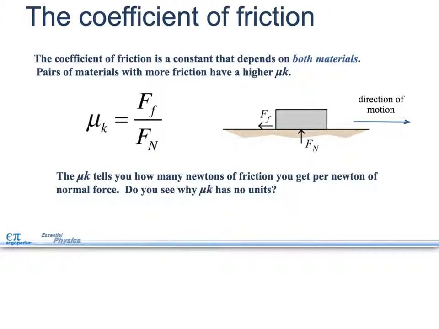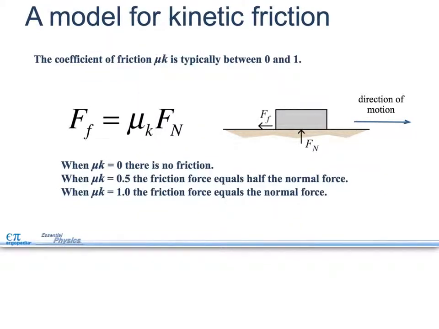The coefficient of friction is a constant that depends on both materials. Pairs of materials with more friction have a higher μk, coefficient of friction. The μk tells you how many newtons of friction you get per newton of normal force. Do you see why this has no units? This is a force in newtons, this is a force in newtons, and they cancel as you divide them. The coefficient of friction is typically between 0 and 1.